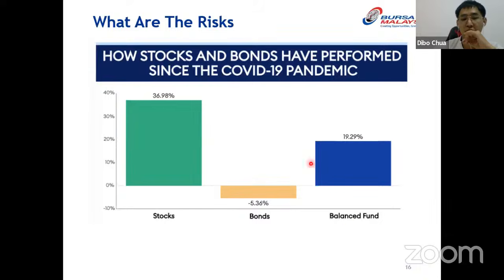Balance fund, it's normal, okay? The return is between them, 19%. A good return as well, not that bad, okay? But I would say this data, COVID-19 until today, it's not a very big sample size. So it's not a very good data. So we cannot use this data, okay? So let's maybe lengthen it a bit.